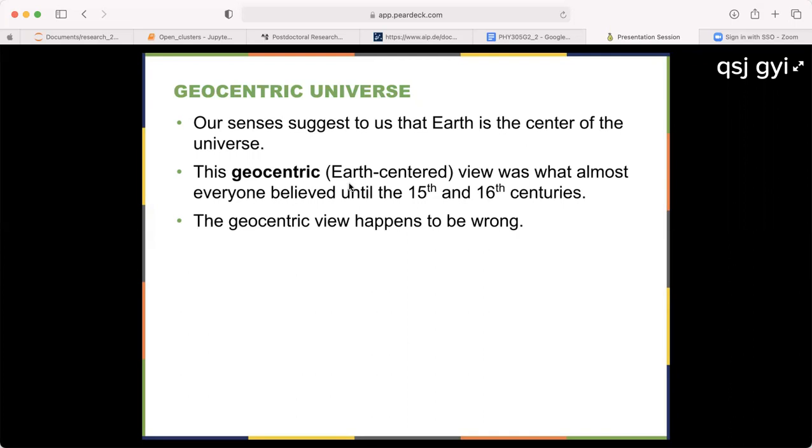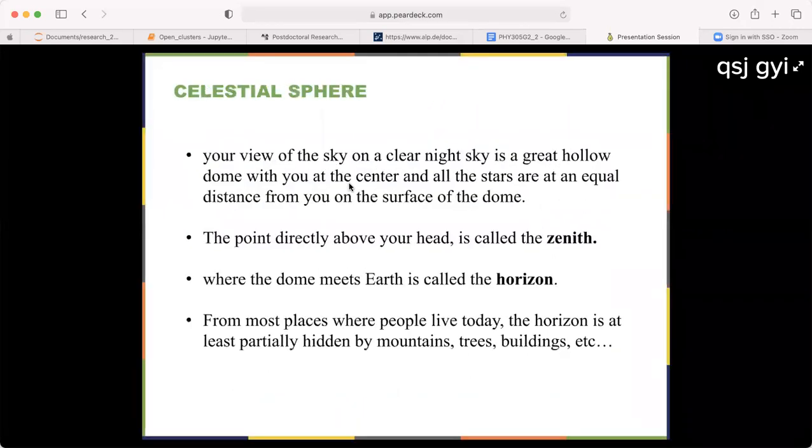Now, this kind of universe is normally called a geocentric universe, which means Earth is at the center. And this is what everyone believed until the 15th and 16th centuries, right? However, now we know that the geocentric view happens to be wrong. That is not the correct way to think about our universe, right?